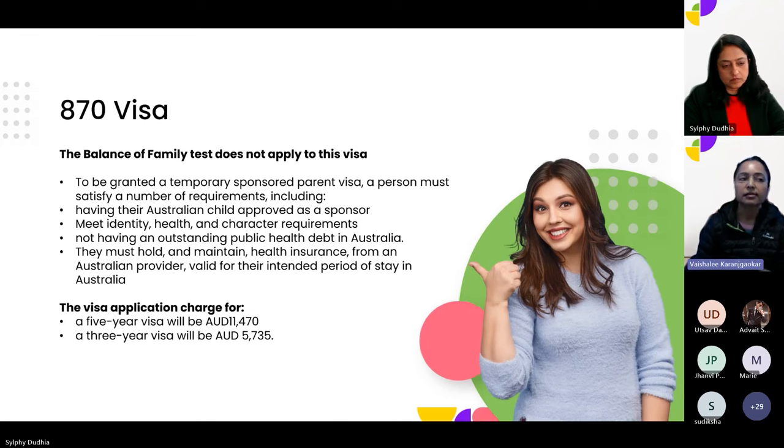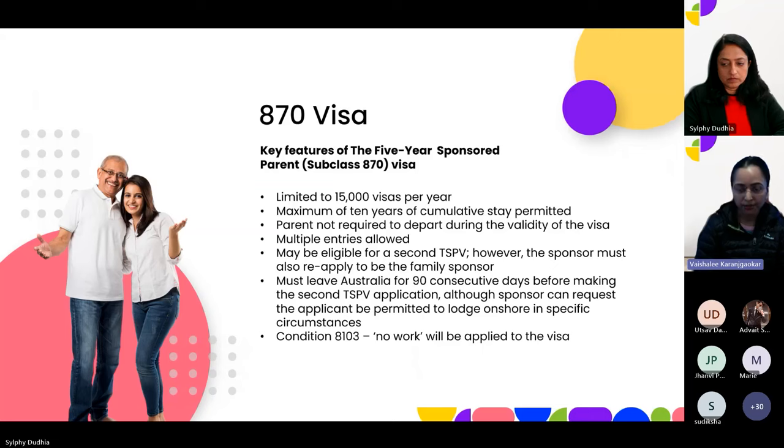Fee-wise, unlike the regular tourist visa, these visas are expensive. For a 5-year visa, the total is around 1,100 for 470. This is the current financial year fees, which might increase after July. A 3-year visa would cost them 5,735. This is for the current financial year.